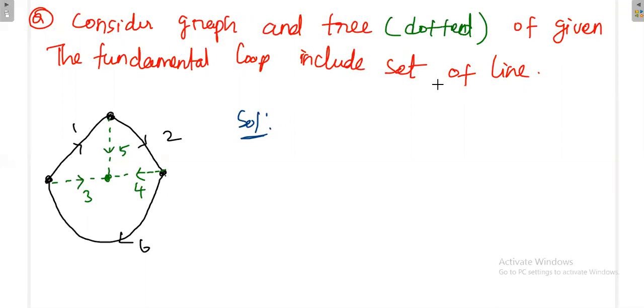Fundamental loop means what matrix? Is it the tie set matrix or the cut set matrix? First of all, there may be many loops possible, but we have to calculate the fundamental loop. So this is related to the tie set matrix. The fundamental loop means tie set. The fundamental loop is related with the tie set matrix.